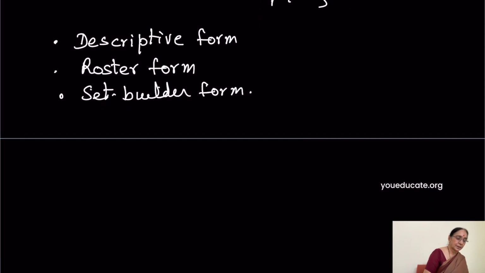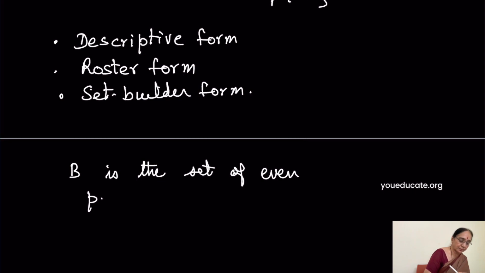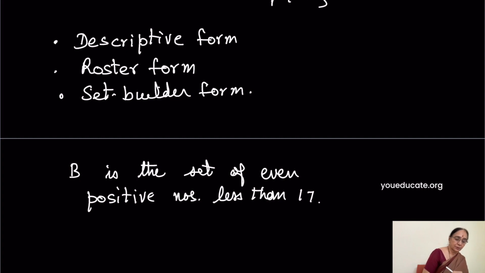Now what are these? Descriptive form is just explaining the set. So if I say B is the set of even positive numbers less than say 17, I'm explaining the set in words. So this is the descriptive form.